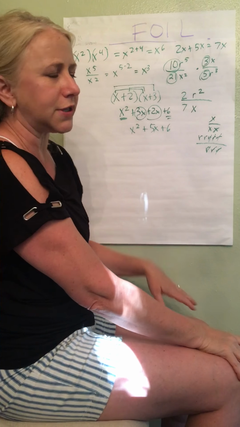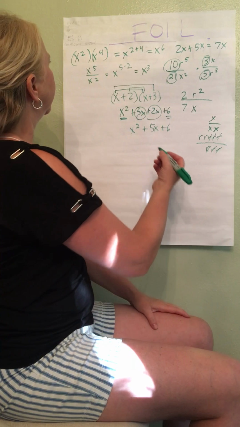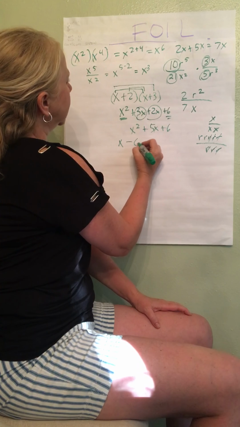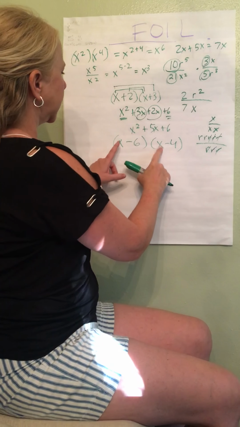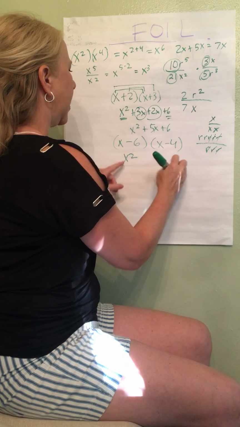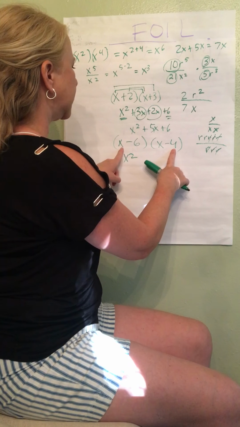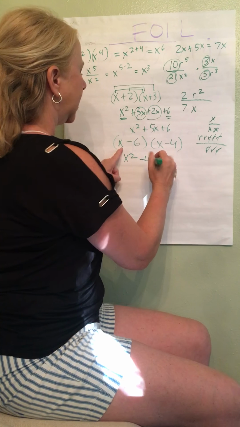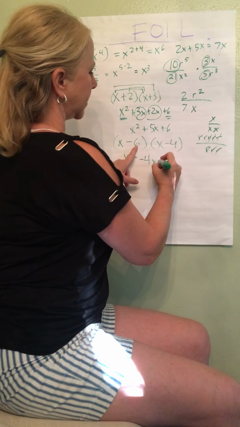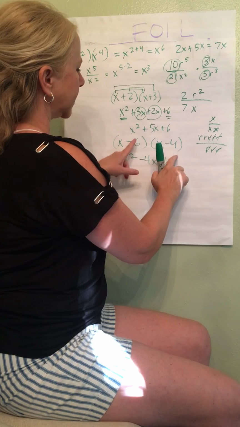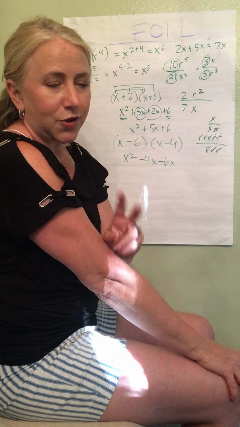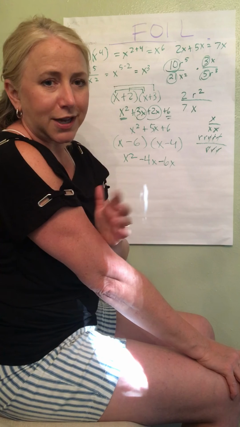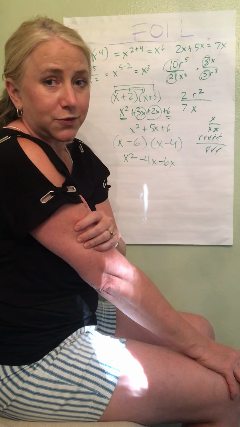I'm going to make it one more step more complicated. Let's take x minus 6 and multiply that times x minus 4. First, x times x, x squared. Outer, negative 4 times x, negative 4x. Inner, negative 6 times x, negative 6x. Last, negative 6 times negative 4. What's negative 6 times negative 4? You got 2 negatives. It's going to cancel out. It's going to make a positive. What's 6 times 4? 24.